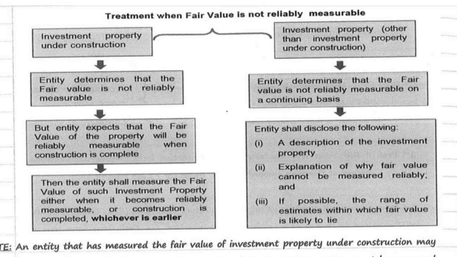In case of investment property other than investment property under construction, the entity determines that fair value is not reliably measurable. On continuing basis, the entity shall disclose the following: the description of the investment property, explanation of why fair value cannot be measured reliably, and if possible, the range of estimates within which fair value is likely to lie.